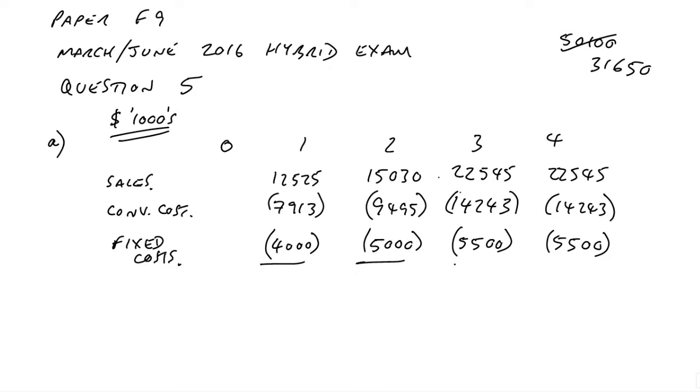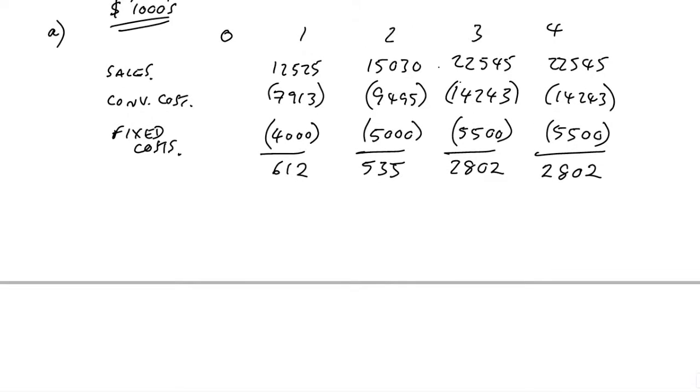And so the net operating flow, time 1, 12,525 minus 7913 minus 4,000 is 612. At time 2, 535. At time 3, 2,802. And at time 4, all the same figures, so 2,802. All right, we've still got the initial cost to bring in, but we do have to deal with tax.